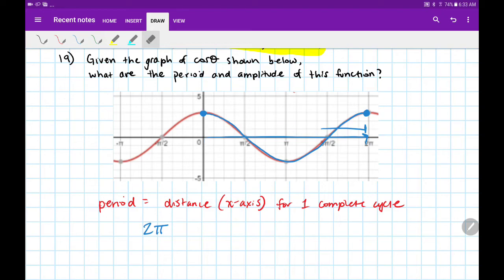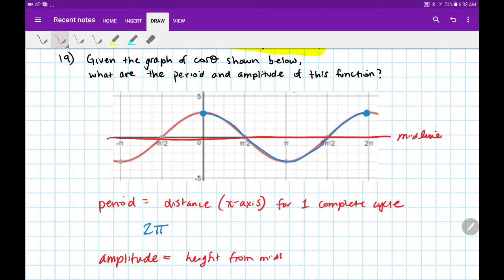Okay, next question says, what's the amplitude? The amplitude basically refers to kind of like the height of this curve from the midline. I'm going to call that the midline because our curve goes above and below, but that's kind of where it's centered at. So how high does it go? Height from the midline. So how high does this curve go from our midline?